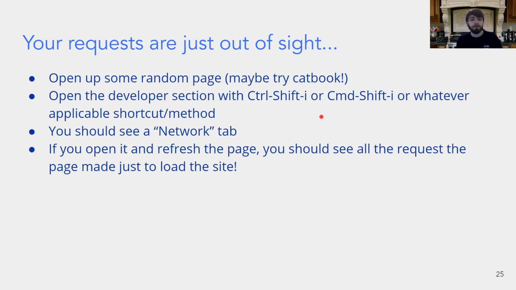and bring it back into mind. So what I want everybody to do is open up a page, maybe like Catbook. And we can go to the lovely developer section using Control-Shift-I or Command-Shift-I, or hopefully you don't have a different shortcut than that. And there will be a network tab. I'll give an example in a sec. And if you refresh the page, you'll see all the requests that are made to load the site.